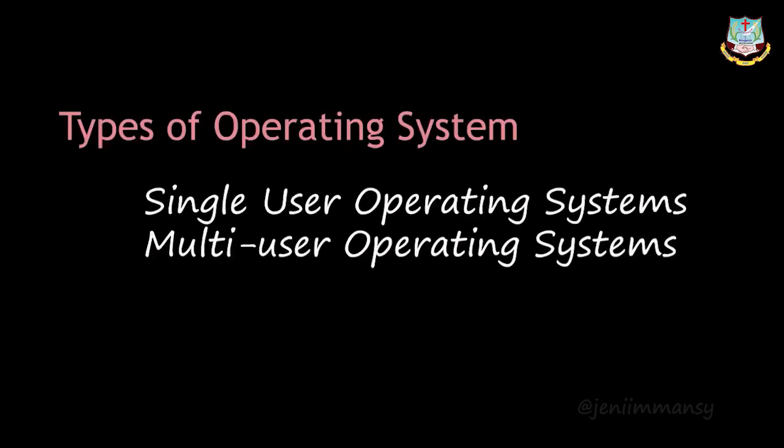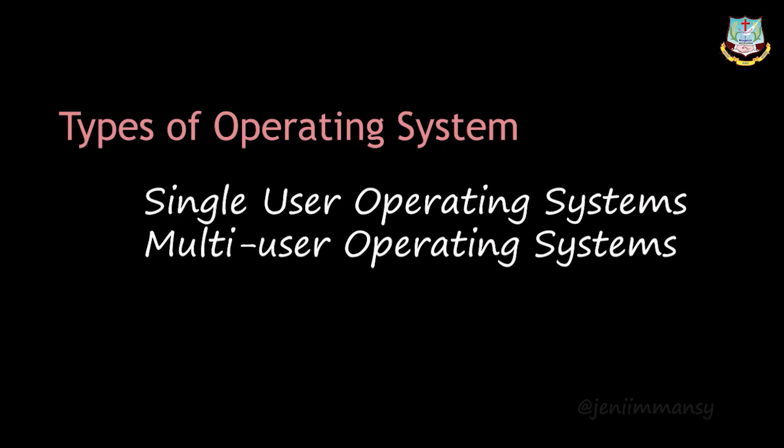We have two types: single user operating system and multi-user operating system. Single user means this operating system will allow only a single user to perform a task at the same time. That is a single user, single task operating system, like MS-DOS, for example. That means only a single task can be operated at the same time.